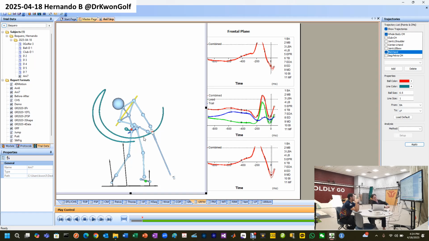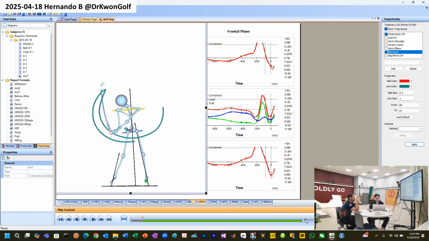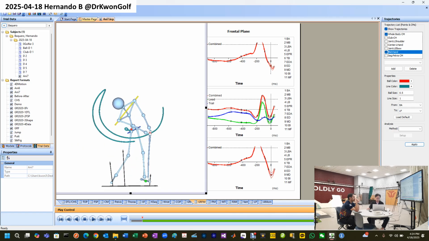Because you're pulling this. Wow, there's a lot of dragging here. So with this, you don't have enough time to let the club head go. So you're actually losing velocity here.